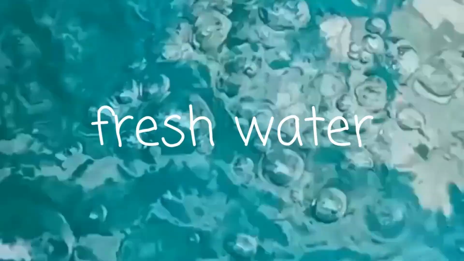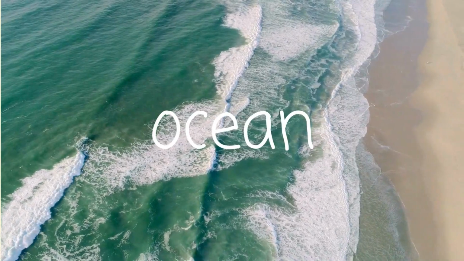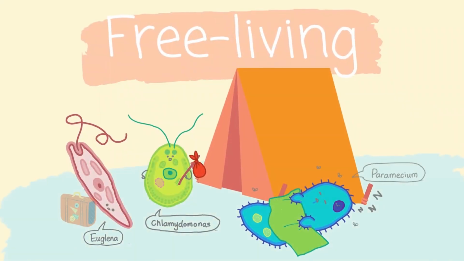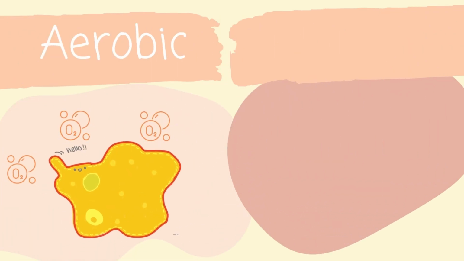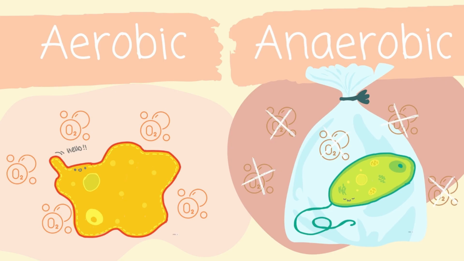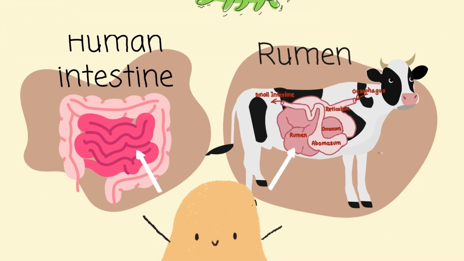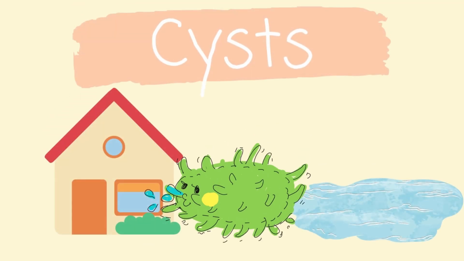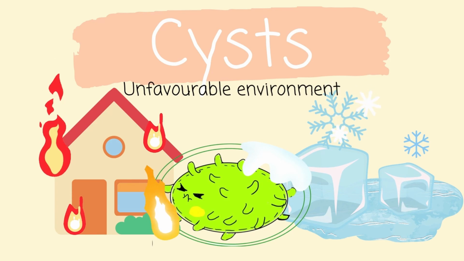Protozoas are found in aquatic environments, such as freshwater or under the sea. Some live as free-living organisms, while others are parasitic. Most of them are aerobic, but some may be anaerobic. They can be present in the rumen or human intestines. Some can even form cysts in order to overcome unfavorable environments.